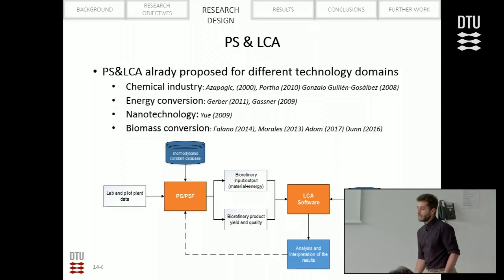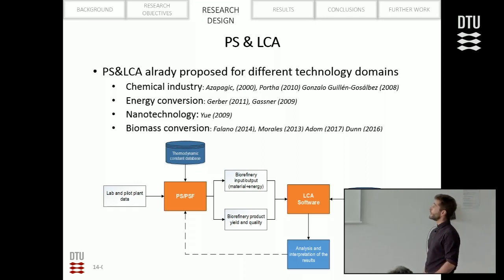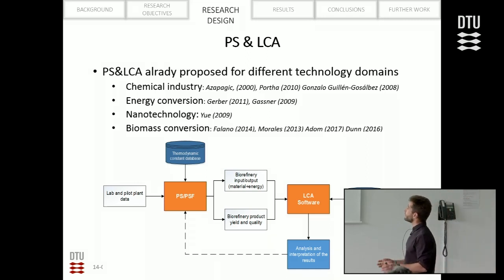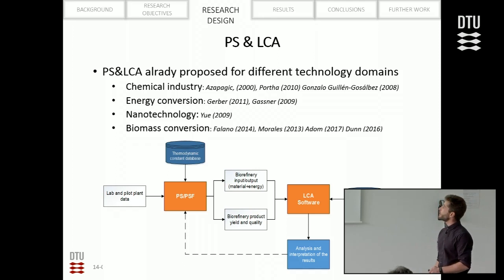Within the context of LCA, the combination of process simulation and LCA has been proposed in other technological domains, such as the chemical industry, for energy conversion, in nanotechnology, or also for biomass conversion. In this PhD, we applied a two-step framework to combine process simulation and LCA. So we developed the process simulation based on the lab and pilot plant data combined with the thermodynamic constant database. And the information that we can extract from the process simulation is mainly the biorefinery input-output in terms of material and energy, and also the biorefinery products in terms of yield and quality. And those are our input for the LCA software.